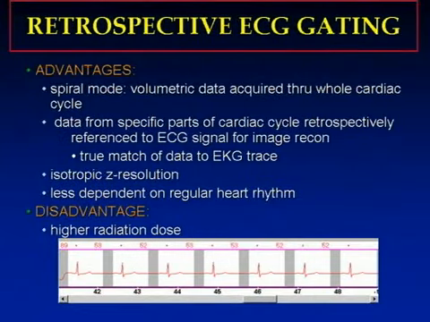So most people are using retrospective ECG gating to do dedicated coronary CT angiography. And the advantages are that it's a spiral mode, so you have volumetric data acquisition through the entire cardiac cycle. And then data from specific parts of the cardiac cycle can be retrospectively referenced to the ECG signal for image reconstruction. Therefore, you get a true match of the data to the ECG trace. It's isotropic Z resolution, and it's less dependent on regular heart rhythm than prospective ECG gating. The disadvantage is that it is a higher radiation dose.